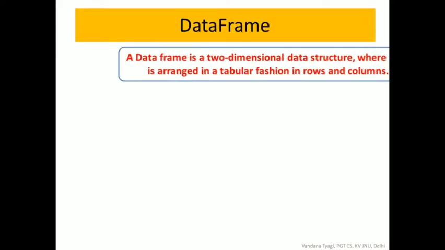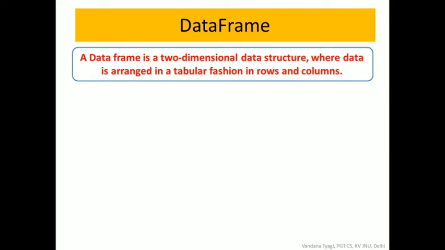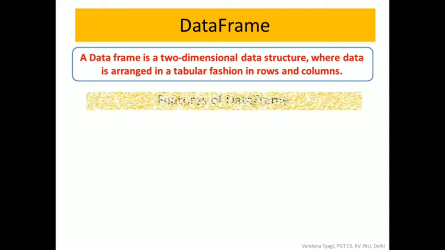Now what is a data frame? A data frame is a two-dimensional structure. When we say two-dimensional structure, it means the things are arranged in a table-like fashion, in terms of rows and columns. So it is an arrangement of data in a tabular way.